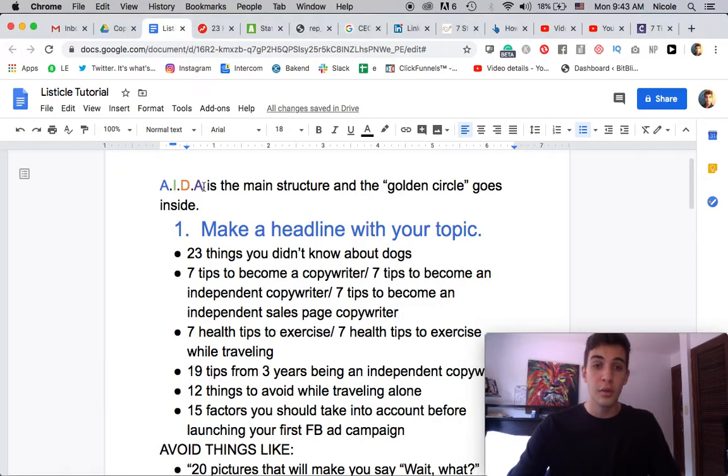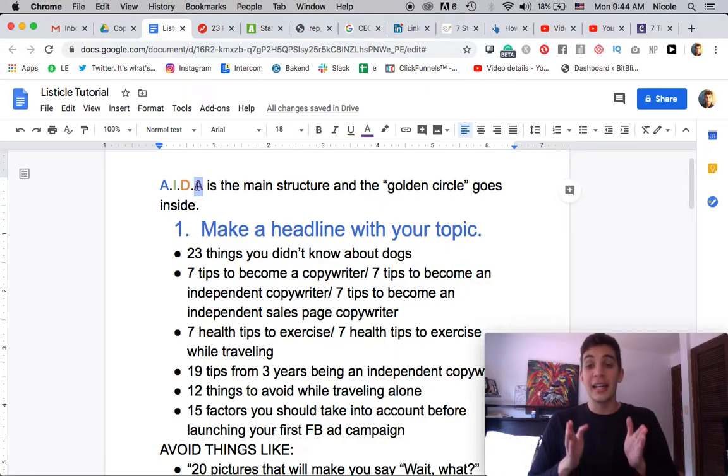So as you know, we're gonna use the ADA formula, and then inside, the golden circle method. If you haven't seen my other videos before, ADA is basically a formula so you can get people's attention, get their interest, then desire, and then the action. In this way you have a guide, so you're always making good copy and you're not leaving anything out. So ADA is the main structure, and then the golden circles go in every point. I'm gonna explain how.